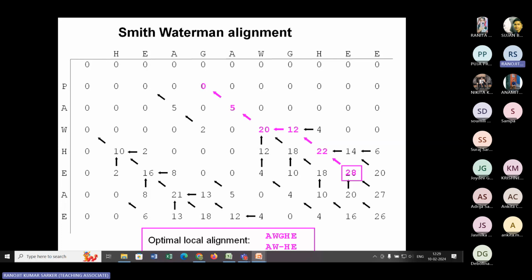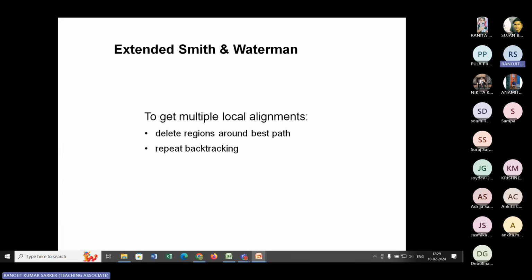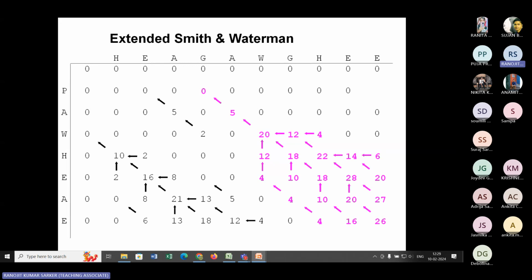Okay. So now, as per the rule, we can get multiple local alignments. To do so, we have to delete the regions around the best path. The best path we have just considered, right? We considered the highest value and we followed from the highest value to 0. That was our best path. Now we have already created the alignment for that path, so we will delete that path and repeat the backtracking process that we have considered so far.